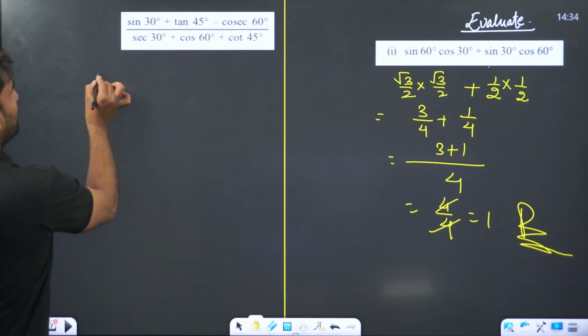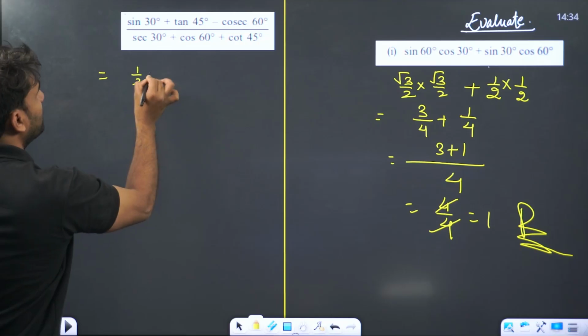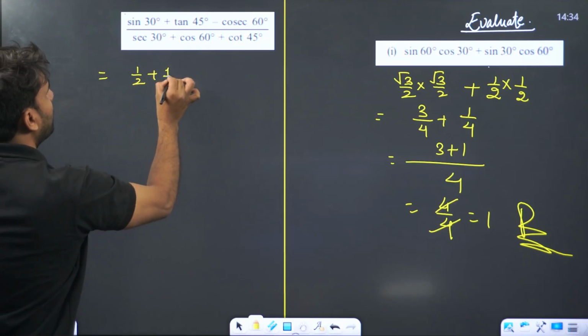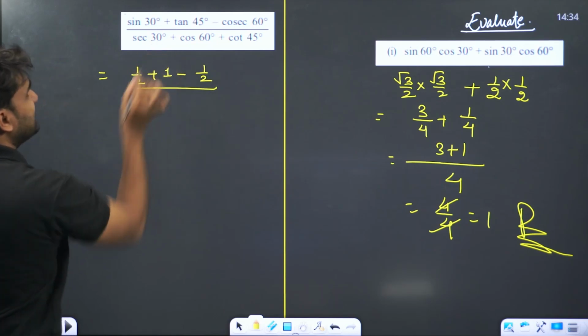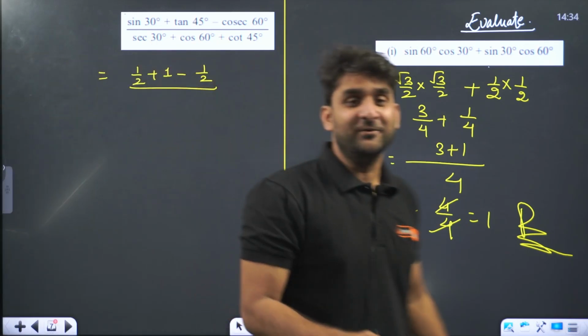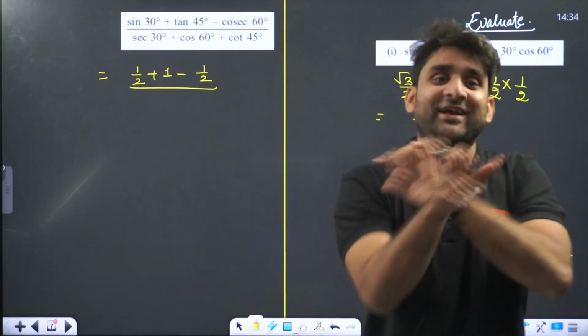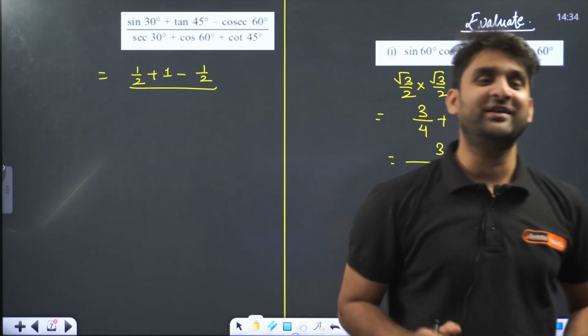Next question, sine 30 plus tan 45 minus cosec 60. Very good. So what is sine 30? Sine 30 is 1 by 2. Tan 45 is 1. Cos 60 is 1 by 2. Put all the values. Sec 30, if you don't know sec 30, if you know cos 30, you can take the reciprocal.